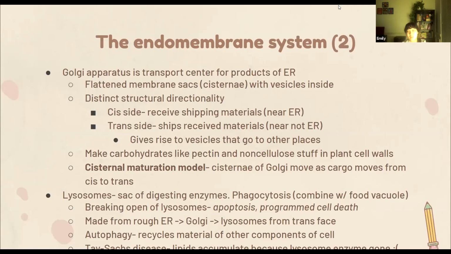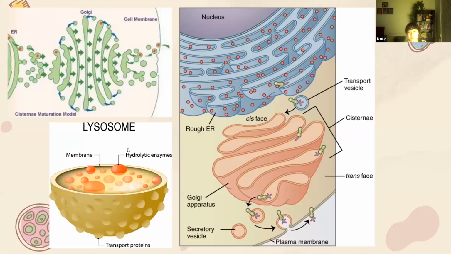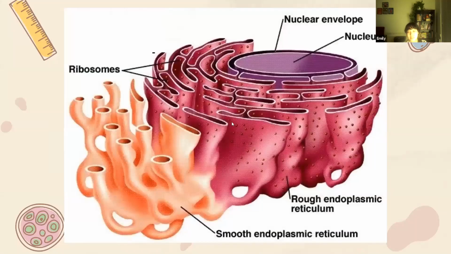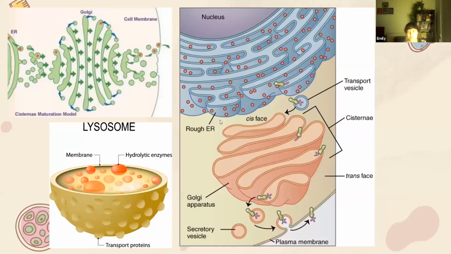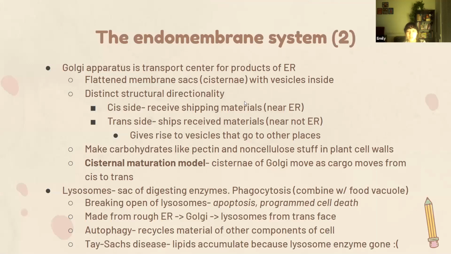And so you saw a lot of flattened membrane sacs in the ER. The Golgi is basically this, but more connected with each other and separate from the nucleus, as you see here. And there is a distinct directionality. Just like how there's right and left, the Golgi apparatus has the cis side and the trans side. And in the middle, it's just called the medial side.